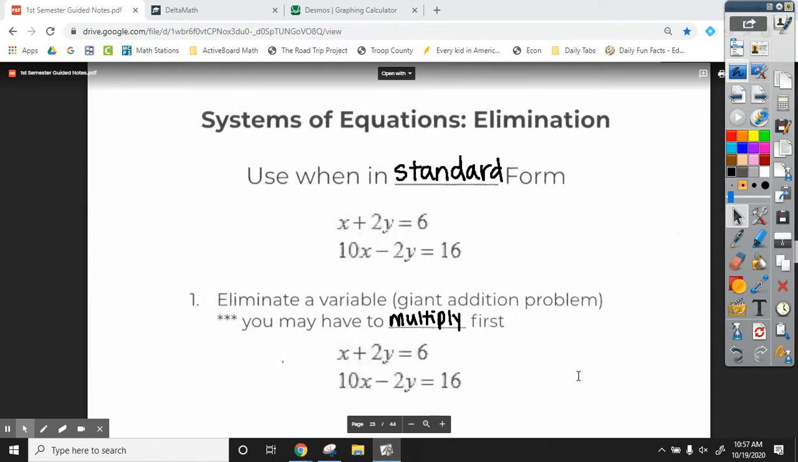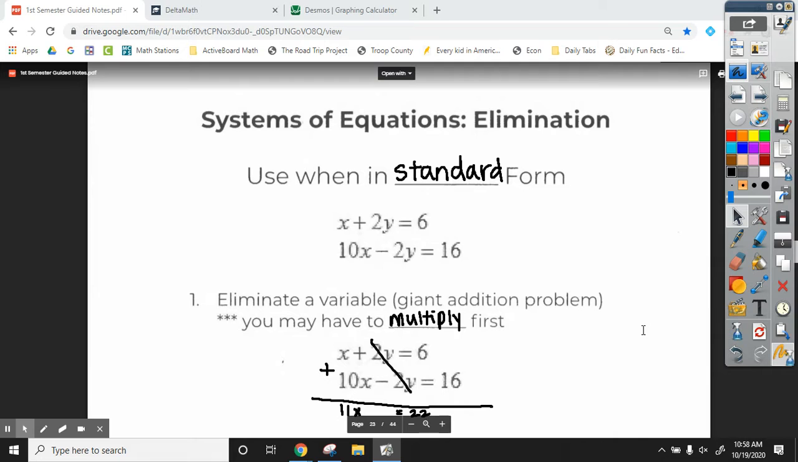But if you already have two opposites, so like right here, we're just trying to cancel out a variable. So we can't cancel these two out, but these two are already opposites. So if we add, these two are going to cancel out. We add x plus 10x and we get 11x, and 6 plus 16 is 22.